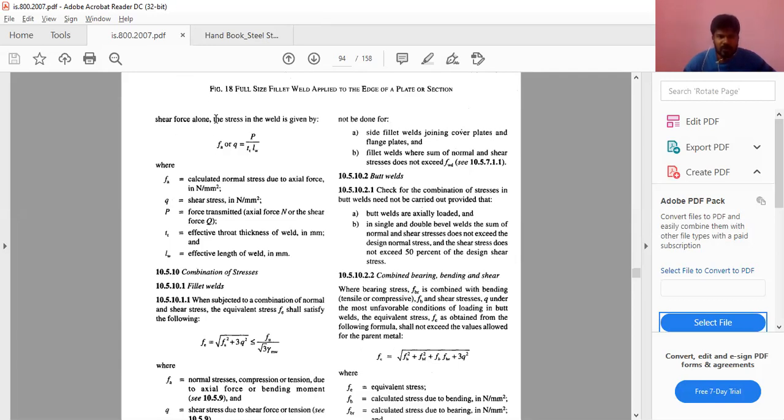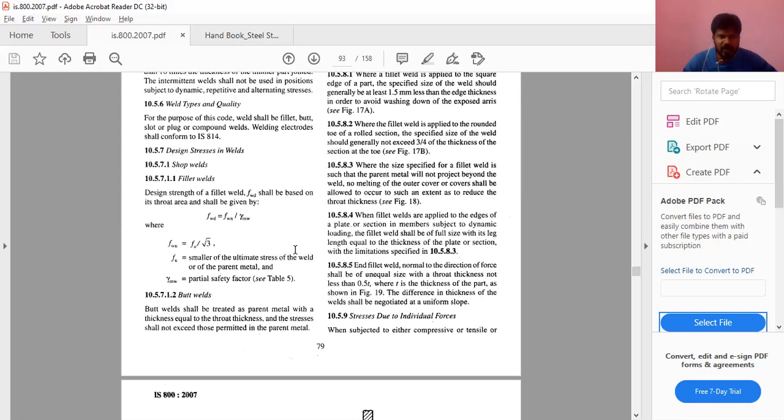So the stress in the weld is given by FA or Q is equal to P divided by TT into LW, whereas FA is the calculated normal stress due to axial force, Q is the shear stress, and P is the force transmitted. TT is the effective throat thickness of weld in mm, and LW is the effective length of the weld in mm. So this is the formula which we are going to use.